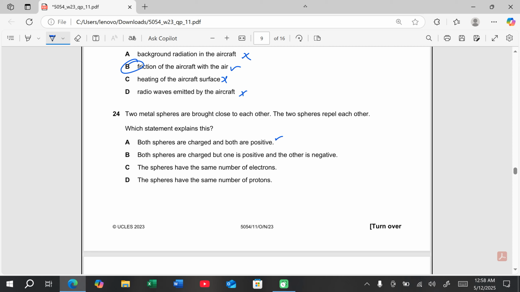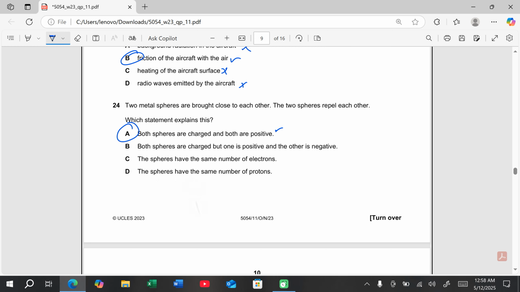The spheres have the same number of electrons, that's wrong. They can have a varied number of electrons. The spheres have the same number of protons, that's wrong, because it never says that it's made of the same material, so it is A.